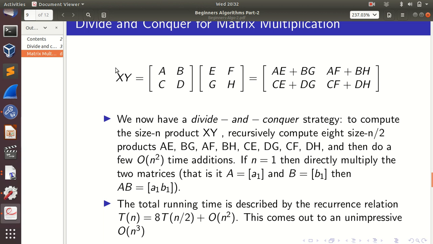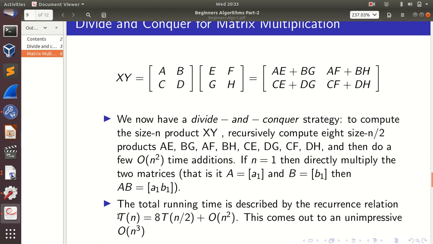So I hope you get the crux, like how we are dividing our original problem into some smaller problems as depicted here. And then when we get the answers to the smaller problems, we appropriately combine them to get the answer of the original problem. So here if we get the answers for AE, BG, AF, BH, CE, DG, CF and DH, then we can appropriately add these terms and get the answer for the original product XY.